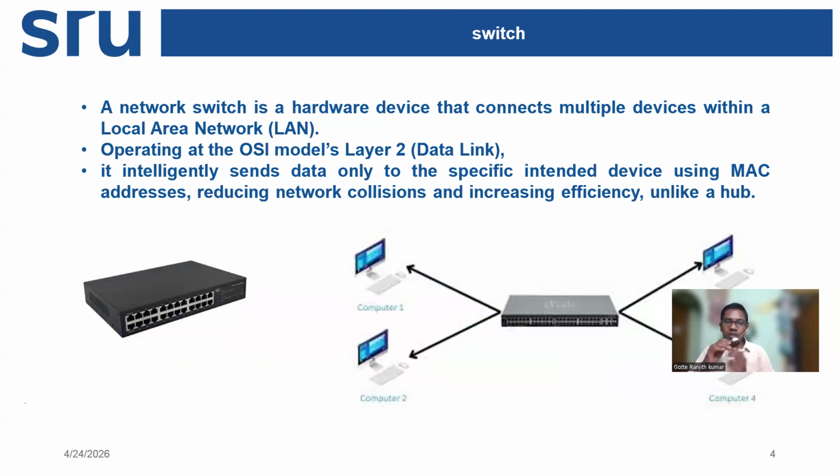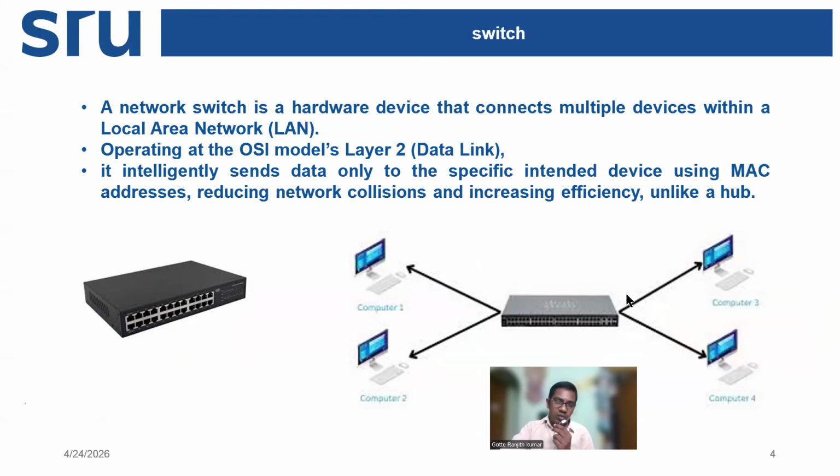Now coming to the switch, the next network connecting device. This is also almost similar to the hub, but there is a minor difference. The switch is a hardware device that connects multiple devices to form a local area network. This point is similar to the hub, but it operates at layer 2. The hub operates at layer 1, the physical layer. The switch operates at layer 2, the data link layer. This is part of the OSI model. And it sends data intelligently.